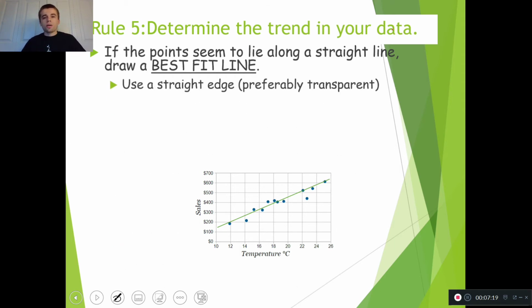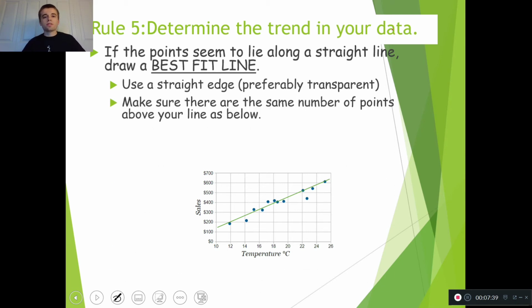To draw a best fit line, the first thing that you need to do is use a straight edge. So you can use a ruler or a protractor, the edge of a book. Maybe if you have a keyboard, you can use the edge of the keyboard, but anything straight will work. If it's clear, it'll be a little bit easier to use because then you can see all your data points, but you just need something straight so you can get a nice straight line.